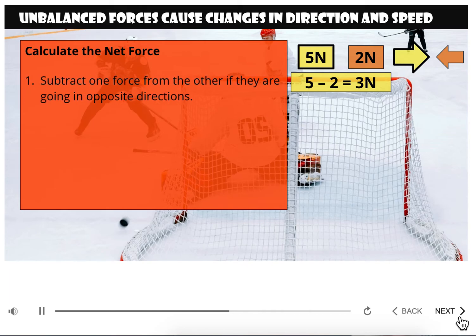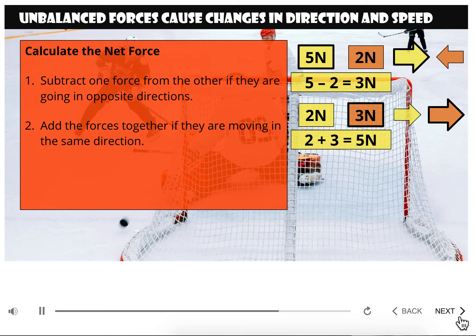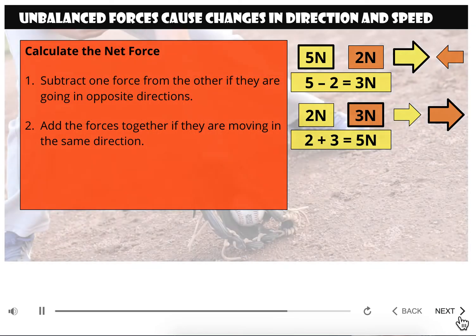Subtract one force from the other if they are going in opposite directions. If two forces are going in the same direction, we can add them together. If the river's water current is moving with a force of 2 newtons, and you are rowing with a force of 3 newtons with the current, the overall force going in that direction is 5 newtons. Or 2 newtons plus 3 newtons equals 5 newtons.